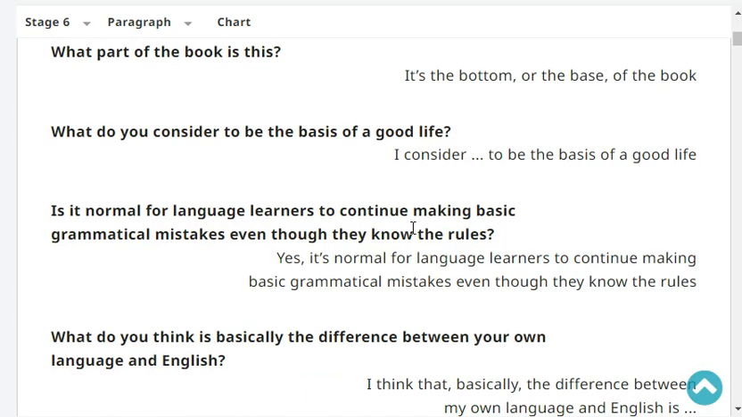I consider health to be the basis of a good life. Very good. Is it normal for language learners to continue making basic grammatical mistakes even though they know the rule?